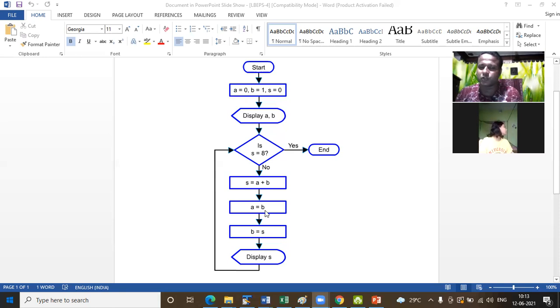Now A is equal to B. What is the value of A? What is the value of B? 1. Now just cut it. What you wrote in A, write 1.